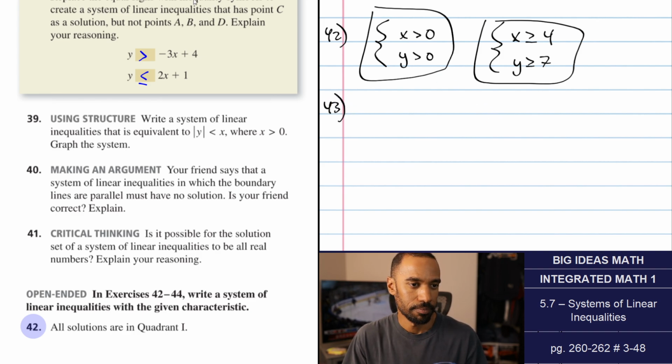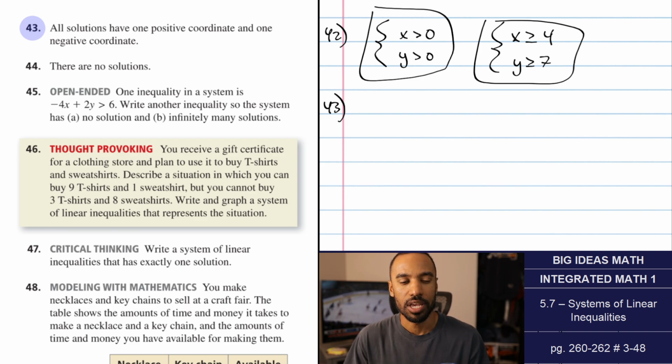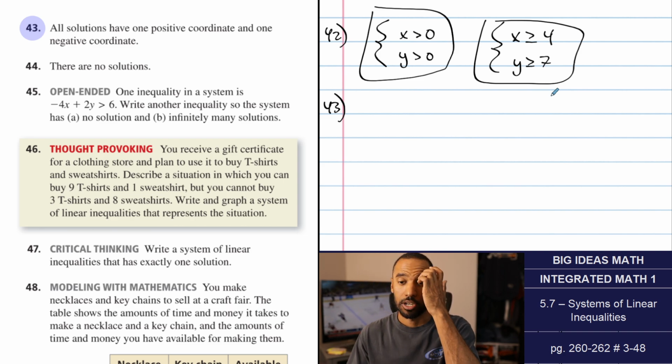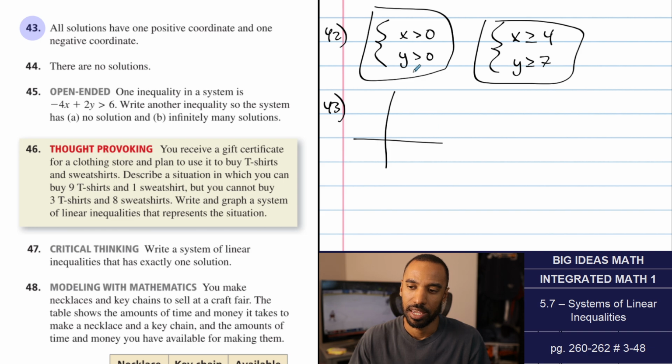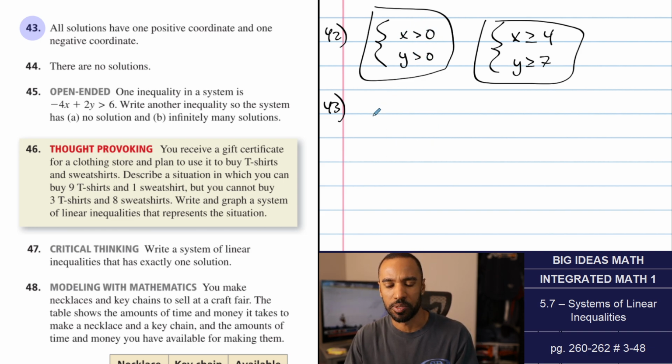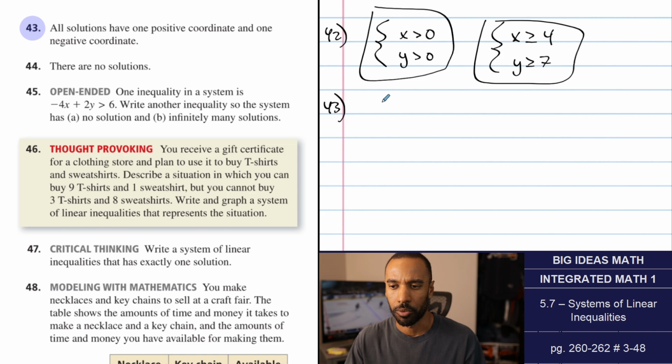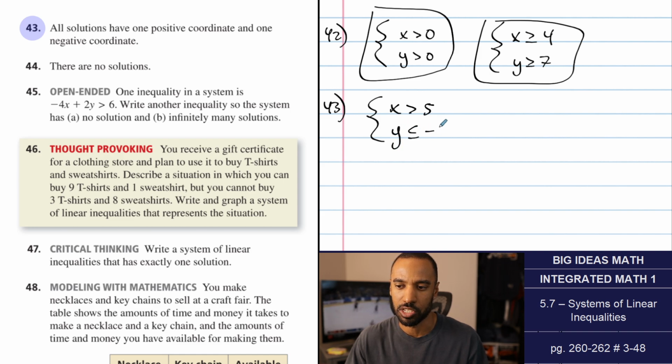All right, number 43. Either or is fine there. All solutions have one positive coordinate and one negative coordinate. This time I should bound myself in some sort of way like that, where I'm doing one positive, one negative. I think I'll not be so generic or so specific with zeros. I want to be more generic and just kind of throw it all around. So let's do one positive. Let's keep our x's positive, and our y's negative. Let's keep x greater than, say, 5, all positive, and y less than or equal to negative 1. Something like that will work.